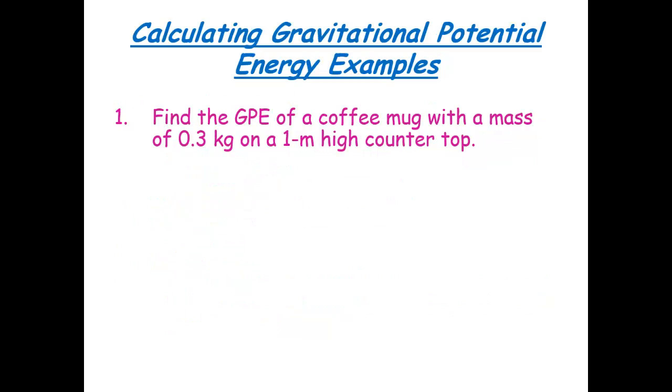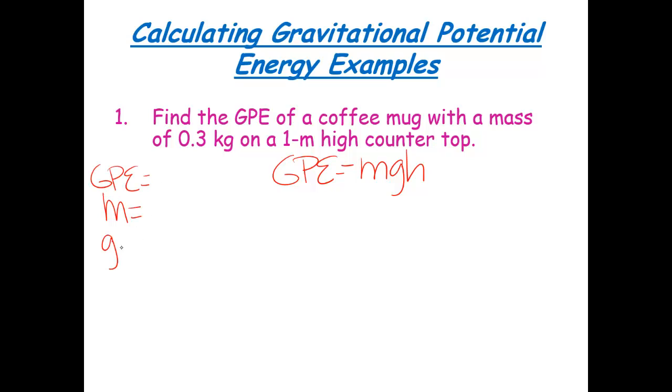So we have GPE equals mgh. So the cool thing about this equation is that you always have one variable that you always know. You know that g is going to be 9.8 meters per second squared. So for this one, let's see, find the GPE of a coffee mug with a mass of 0.3 kilograms on a 1 meter high countertop.